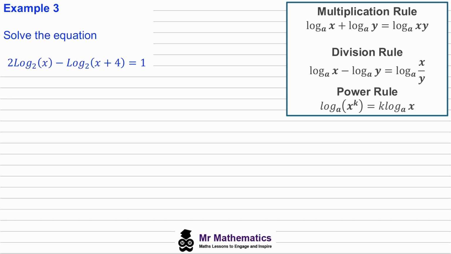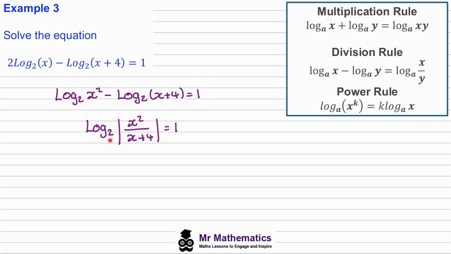So the first thing we'll do is we'll use the power rule and bring this 2 up here. And then, because the bases are the same, we'll apply the division rule. So we'll write this as a fraction. And then we can rewrite this in exponent form, where we have 2 to the power of 1 is this fraction. We can solve this equation.